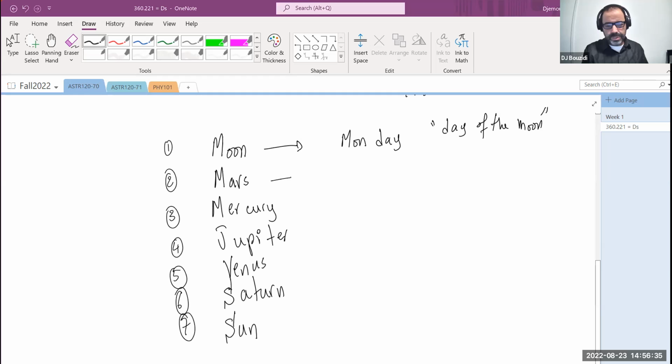Okay. Mars is Tuesday, and I will explain why that is. At least in French, I know that, and I'm sure also in Spanish too. At least in French and in the Latin languages, this is how it's written.